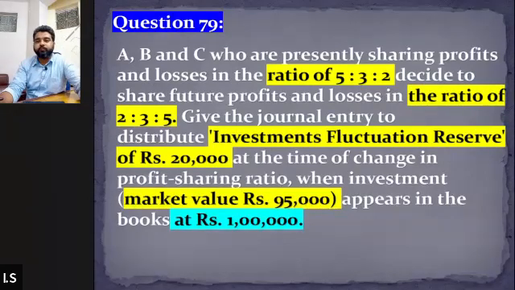Okay, so we need to give the general entry to distribute the investment fluctuation reserve at the time of change in the profit sharing ratio, when investment market value was rupees 95,000, appears in the book at rupees 1 lakh. Okay, so the question is telling that the book value of the investment is rupees 1 lakh, and the market value of the investment is how much? 95,000. And then we have made an investment fluctuation reserve of rupees 20,000 also. So let me just summarize all these points.